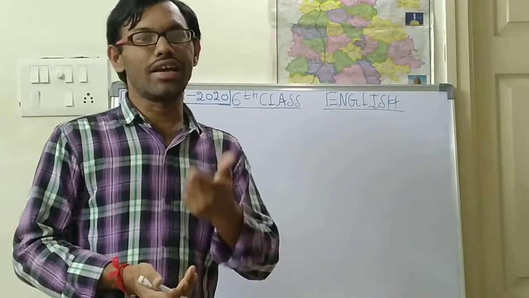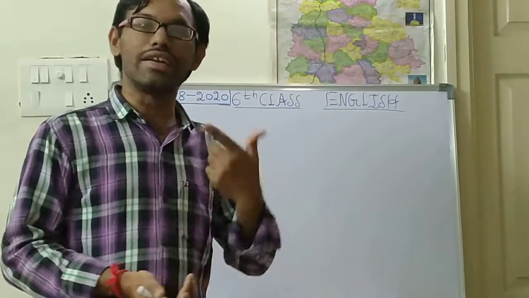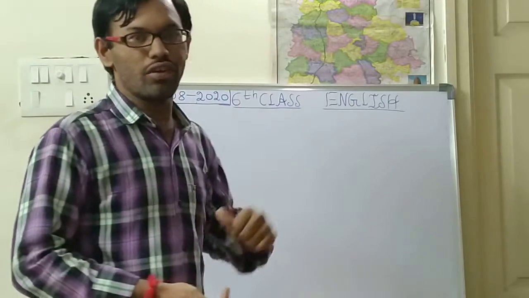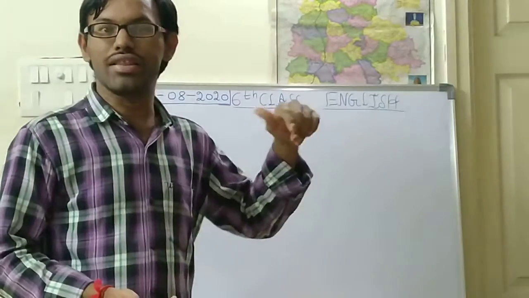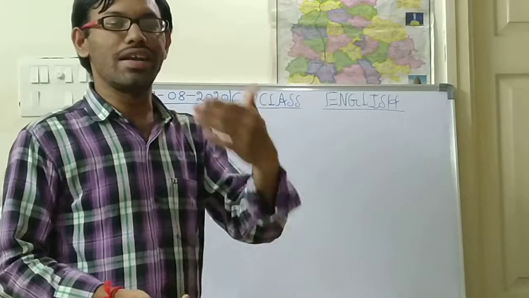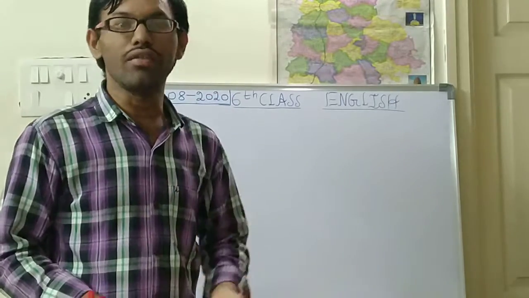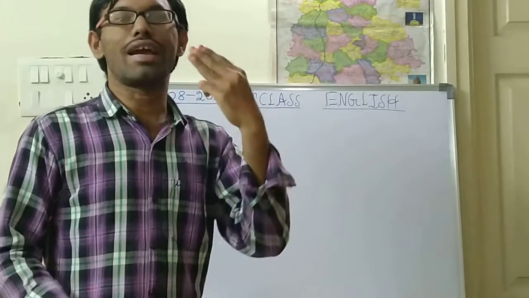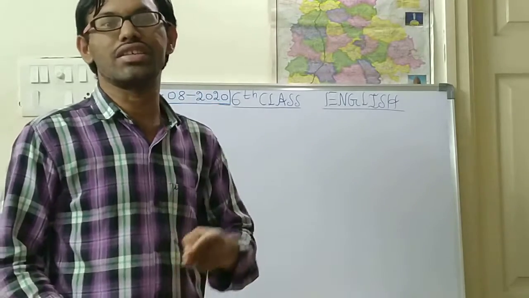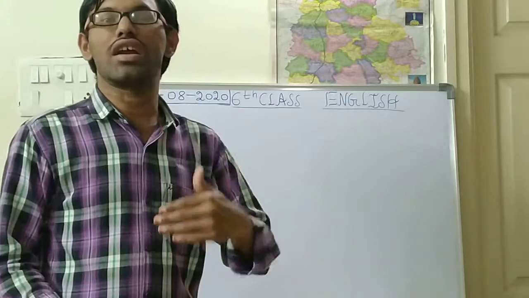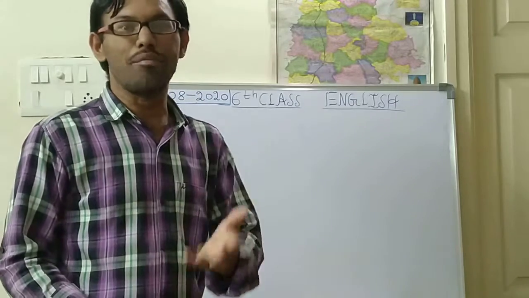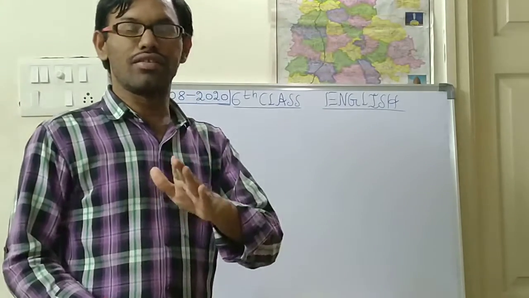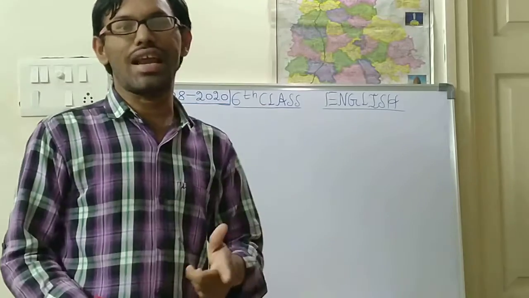So, in the previous class, we started the in-text grammar of Unit 1. In that, we started adjectives and the types of adjectives. In adjectives, there are three types of comparisons. Those comparisons are called degrees of comparison. We saw this in the previous class.